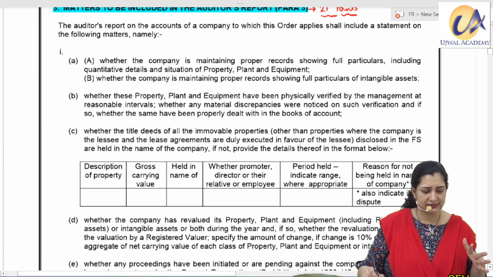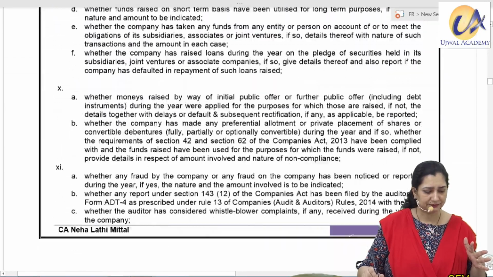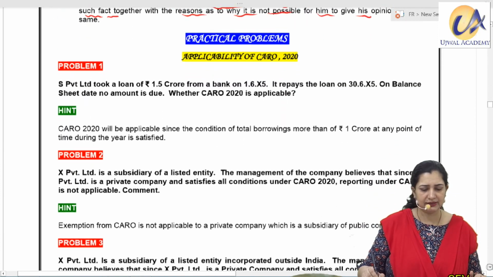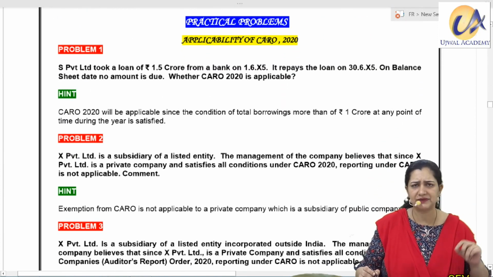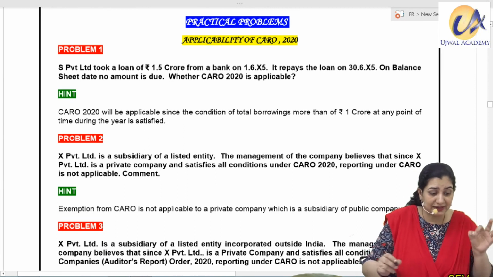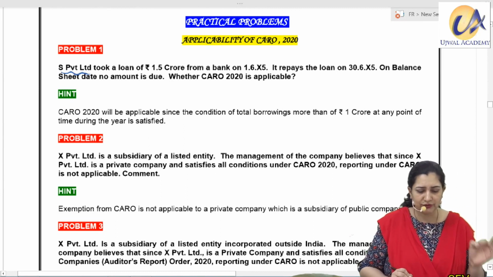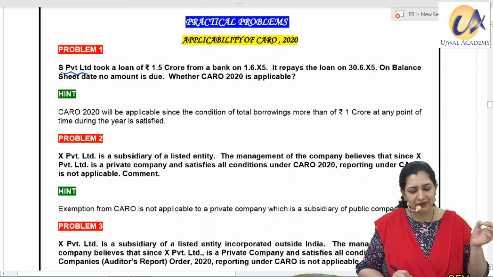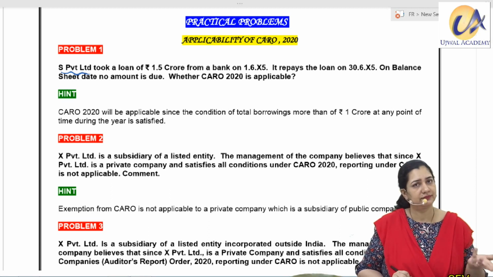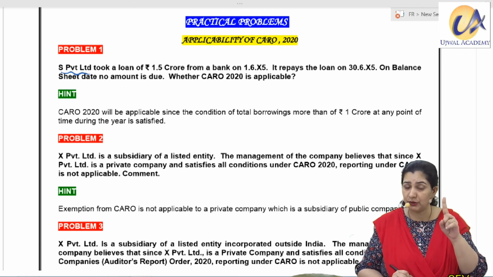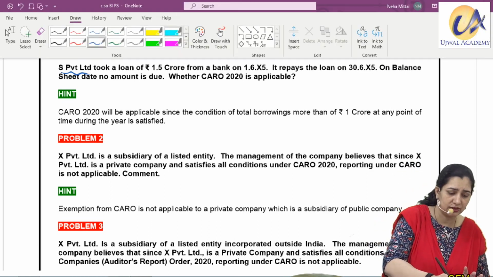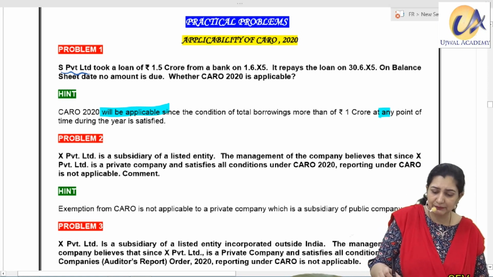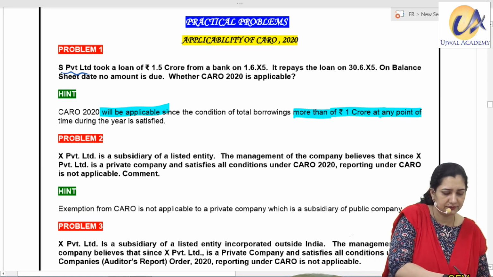Let us see now for this. Come to problem number 1. Applicability of CARO. Quick questions, we have easy ones. S Private Limited took a loan of 1.5 crores from a bank. They repaid the loan on 30th June. Will CARO be applicable? Even if the loan is 0 now, at any point of time it was more than 1 crore. Answer is it will be applicable, because at any point of time you have exceeded 1 crore.